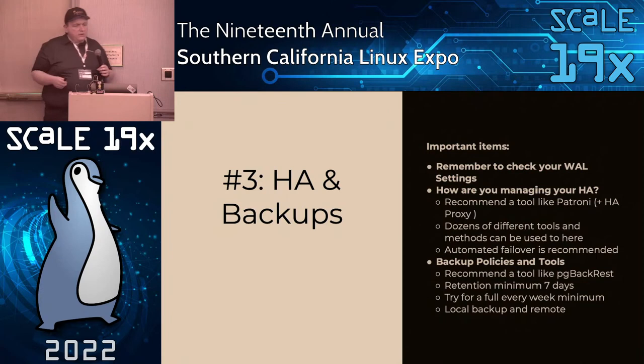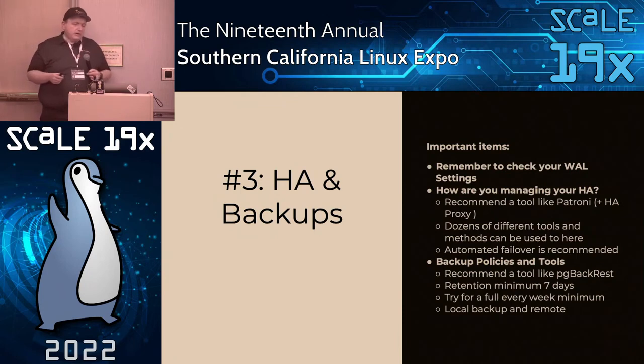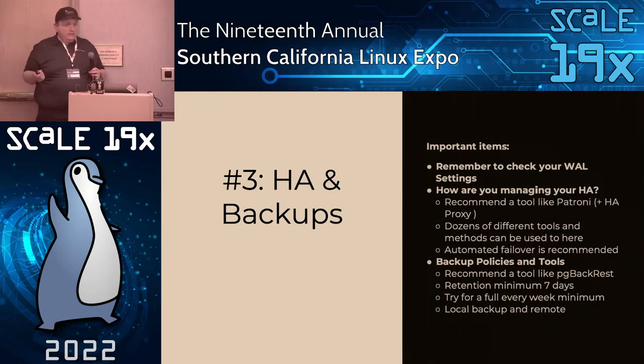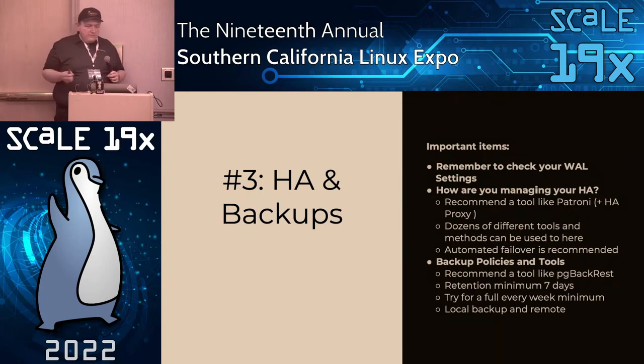And part of this is also understanding the recovery process and the tools that are out there. I remember I was talking to you a little bit earlier about making sure that you set the correct WAL settings. That's going to be critical for recovery. How are you managing your HA? Are you using tools or are you doing it by hand? It's surprising how many people still think that they can do things by hand. So are you using something like Patroni? Are you using something else? Automated failover is critical. From a backup perspective, how often are you testing them?